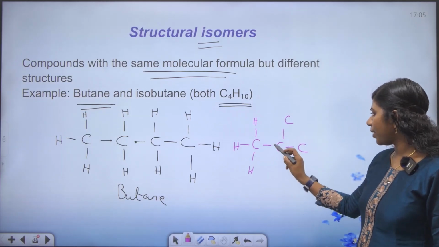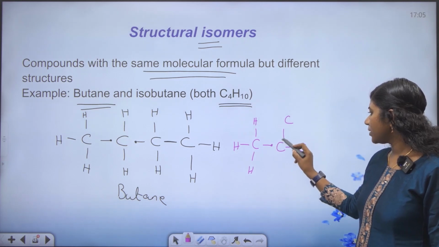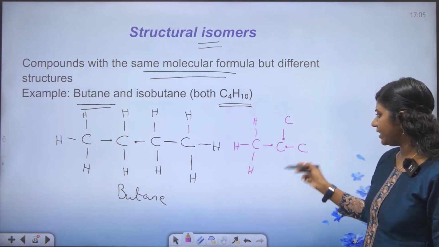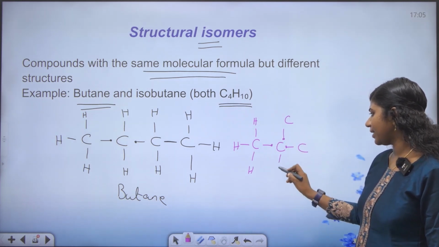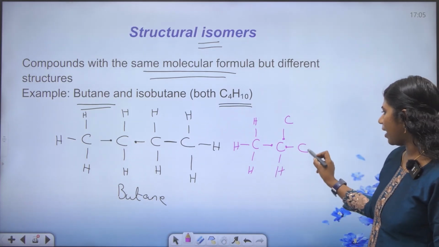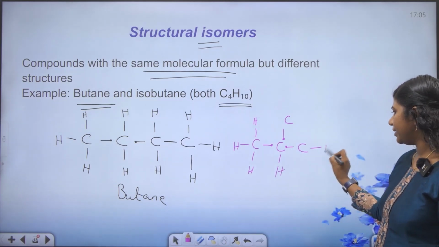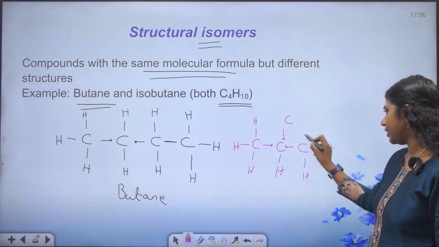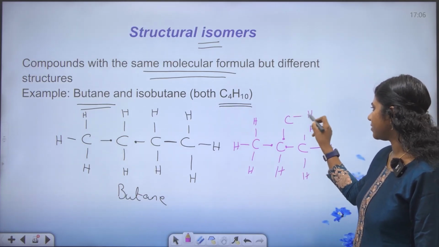The second carbon atom satisfied three valencies and the remaining one valency is satisfied by a hydrogen atom, and these two carbons satisfied only one valency and the remaining three valencies are satisfied by hydrogen atoms.